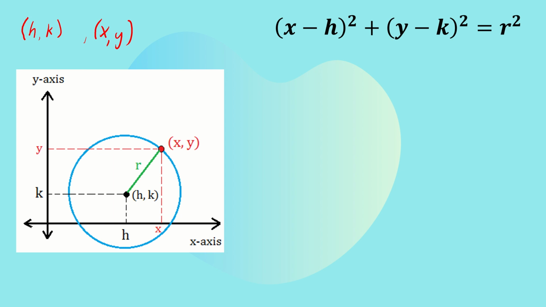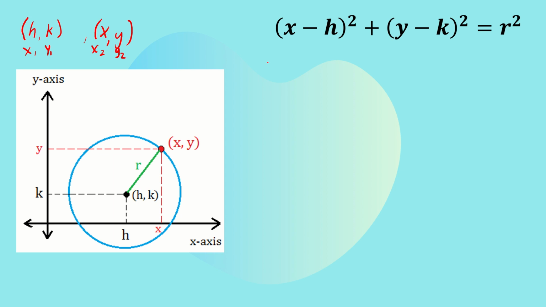So labelan natin to, di ba? This will be x sub 1, y sub 1, x sub 2, y sub 2. What I am doing for grade 10 is, I am showing you the proof kung saan nanggaling yung standard form of the equation of the circle. Di ba? Sabi natin si r is the distance.